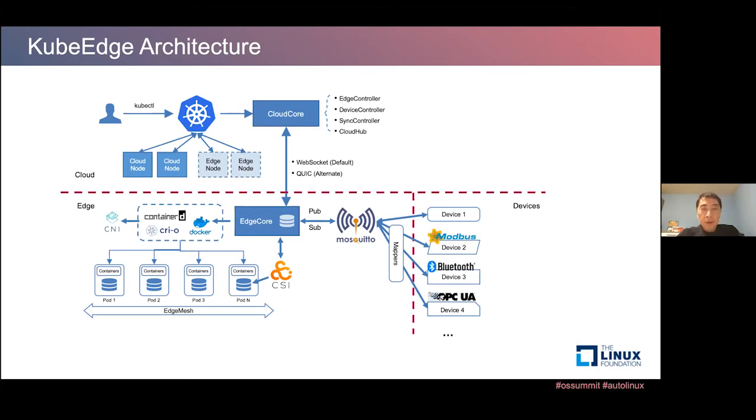So the EdgeCore part has an EdgeHub, compared to the CloudHub, for the connections. Also, the Edge currently supports Containerd, CRI-O, and Docker containers, and we support some CSI entry CSIs for attaching storage to the containers running on the Edge side. Also, you can see that Mosquitto there is the pub/sub broker.